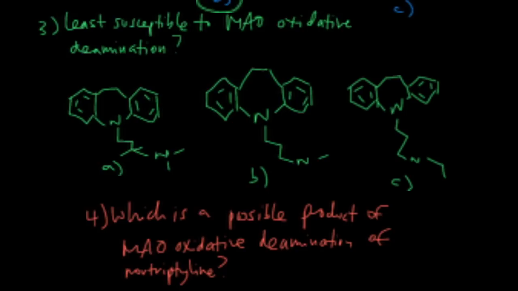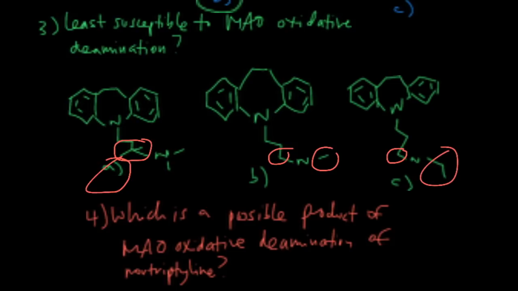It's actually A. Let's see. It's A. So A is a tertiary amine with branching on the alpha carbon. B just has a methyl group, nothing on the alpha carbon. C has nothing on the alpha carbon, but it has an ethyl group. So you know that ethyl groups are less susceptible to MAO oxidative deamination compared to methyl groups. So if you're stuck, you can definitely cross out B because there's nothing on the alpha carbon and it's just a methyl group.